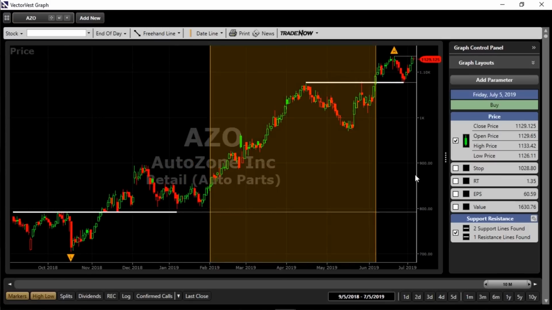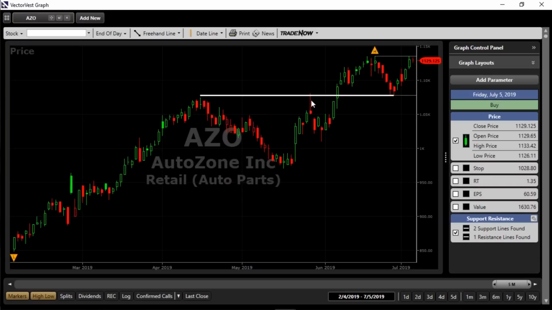And additionally, if you see price hitting resistance and then retracing from that resistance level, that's also bearish, and that is an indication to sell an existing long position or to take on a short position.